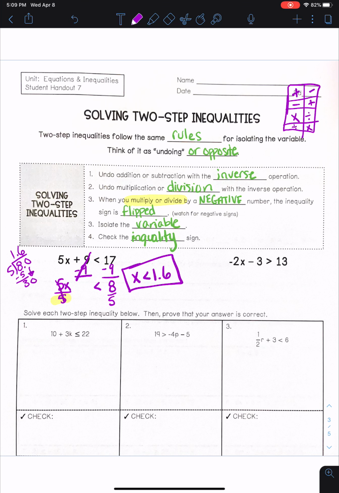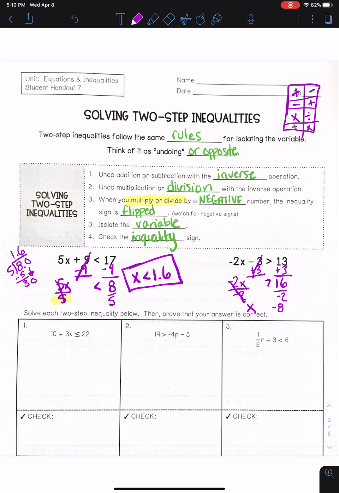Okay, so now let's solve the next one. Negative 2x minus 3 is greater than 13. So if I leave the variable alone, I need to move my minus 3. Inverse of subtraction is addition. So I'm going to add 3, and I have negative 2x is greater than 16. The inverse of multiply is divide. So I'm going to divide by negative 2. 16 divided by negative 2 is negative 8.